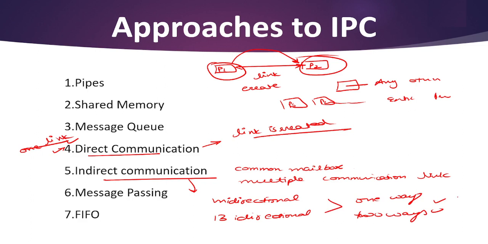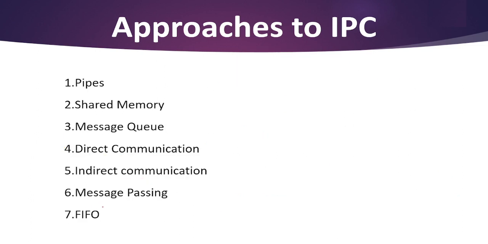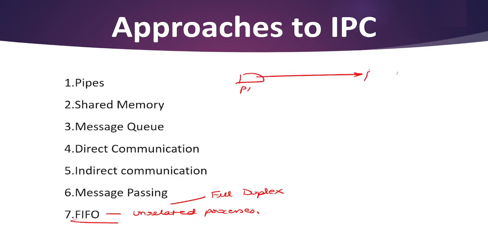Okay, last point we have is FIFO. FIFO here stands for first in, first out. So it is a type of general communication between two unrelated processes. It can also be considered as full duplex, which means that one process can communicate with another process and vice versa. If P1 is sharing data with P2, at the same time P2 can also share data with P1. Let me clear all your doubts related to full duplex or half duplex.